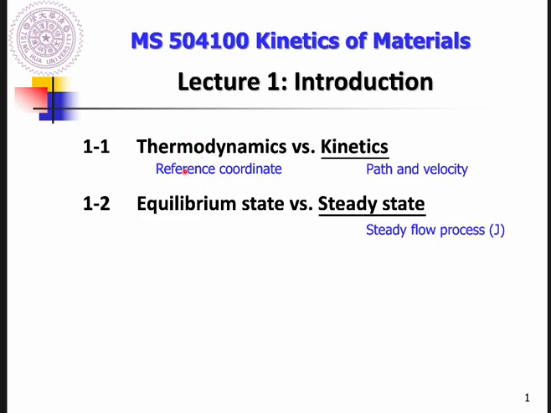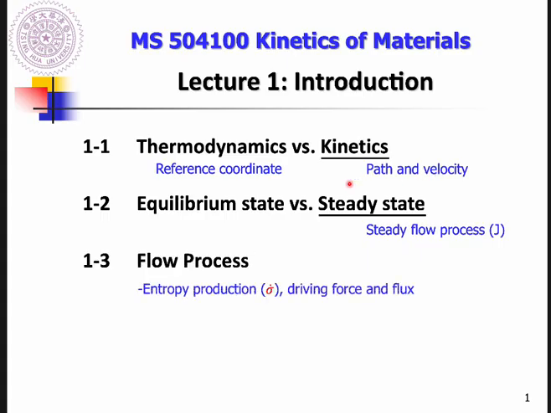So the thermodynamics gives you some reference coordinate, and the most important part for kinetics is that you need to choose the starting and ending point. As long as you define the starting and ending point by thermodynamics, then you can choose which path you are interested in, and that will have a corresponding velocity. So this is an example.